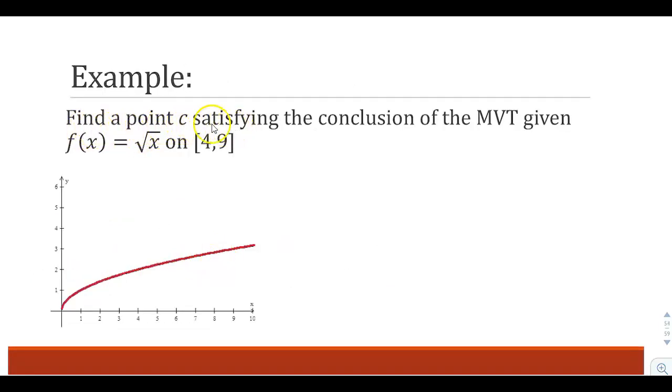So here we want to find a point c satisfying the conclusion of the mean value theorem given f of x equals the square root of x on the closed interval from 4 to 9. So let's talk about this function meeting the hypothesis of the mean value theorem. We need to say that f of x, which is the square root of x, is continuous and differentiable on the closed interval from 4 to 9, which we know is true. As a root function, we can see the graph here. We do satisfy the hypothesis, so for sure there is a point c satisfying the conclusion, and we're going to find it specifically.